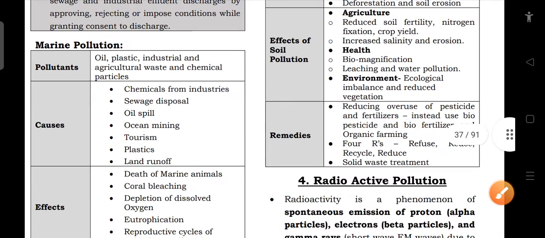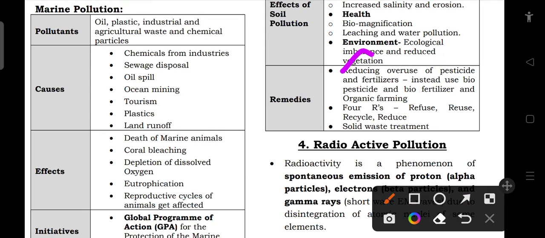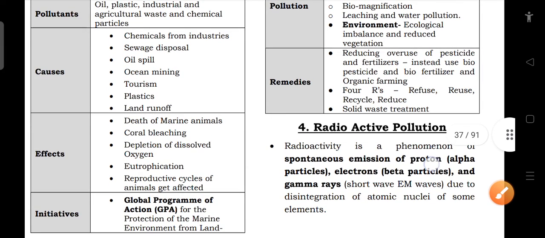Now what are the remedies? We have to reduce the overuse of pesticide and fertilizer which is causing soil pollution. Organic farming is also to be encouraged. The 4 R's which we always have to remember: refuse, reuse, recycle and reduce. Then solid waste treatment is also essential.